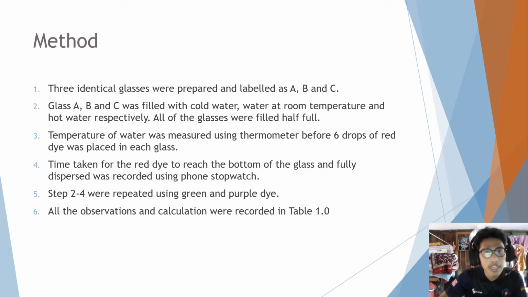The third step, the temperature of water was measured using a thermometer before 6 drops of red dye were placed in each glass. Fourth step, the time taken for the red dye to reach the bottom of the glass and fully disperse was recorded using a phone stopwatch. The fifth step, steps 2 to 4 were repeated using green and purple dye. The last step is, all the observations and calculations were recorded in table 1.0.